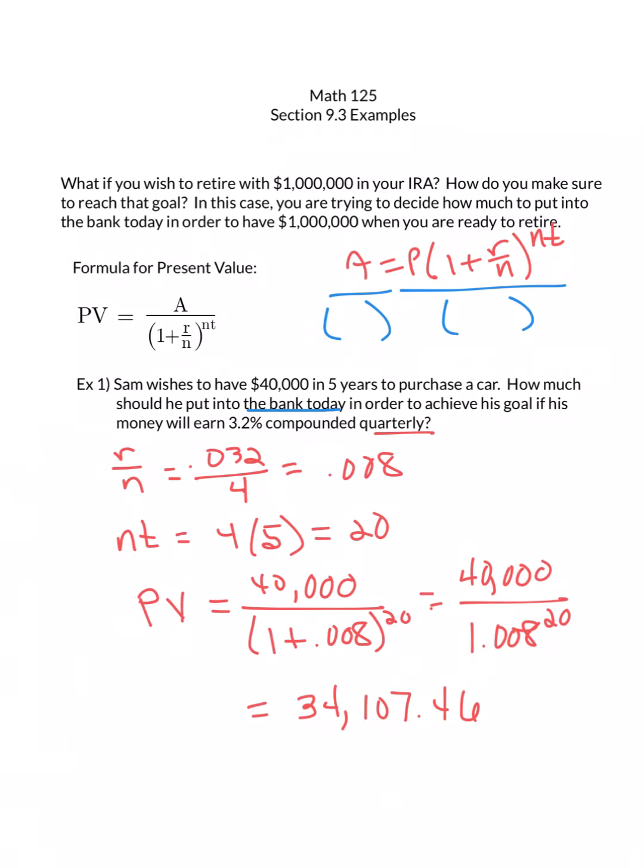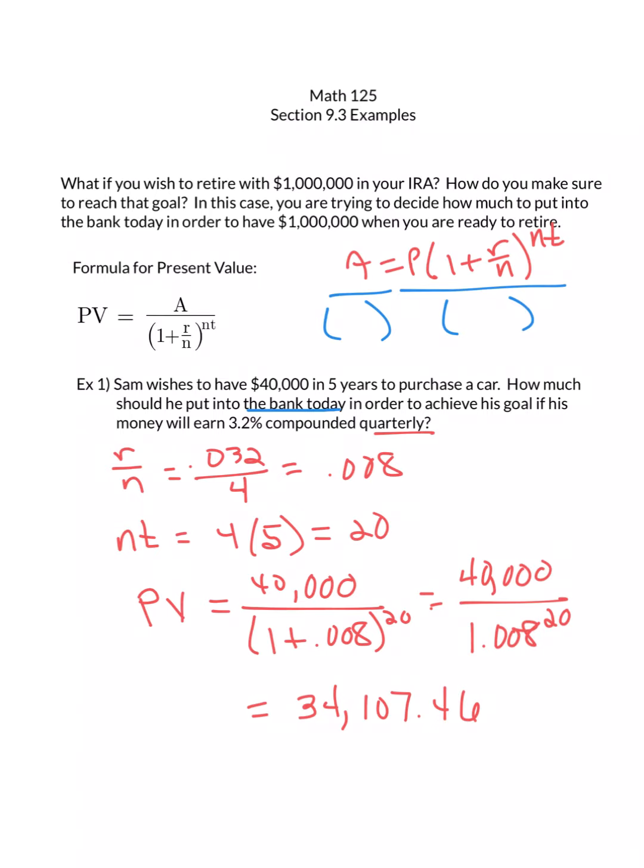34,107.46. Now let's think about something. You want to have $40,000 down the road in 5 years. In order to do that, you would have to put $34,000 in the bank today. Well, if you already have $34,000, wouldn't you go ahead and just buy the car now or do something else with that money. Most people don't have $30,000 as a chunk of change just sitting around.